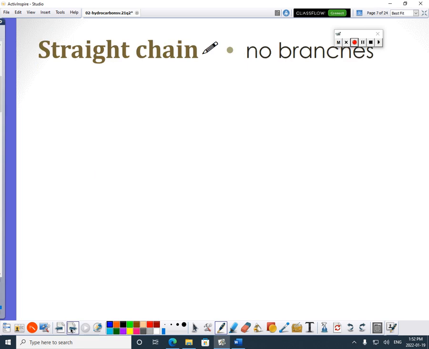Okay, so let's do some examples. No branches, we're going to keep it as simple as possible. So let's say I ask you to draw butane. Okay, so you're looking at what does the but mean? 4 carbons. And what does the ANE mean? Single bond.